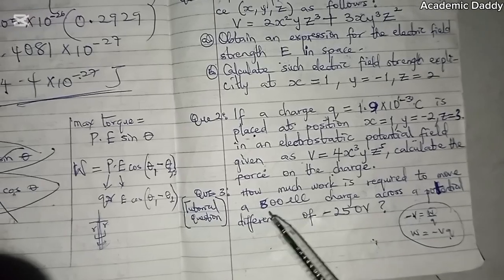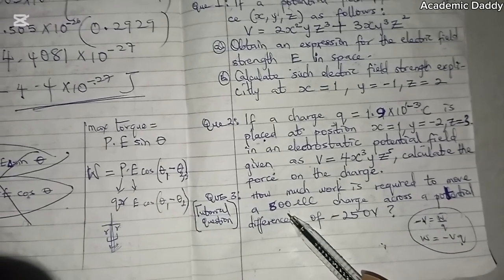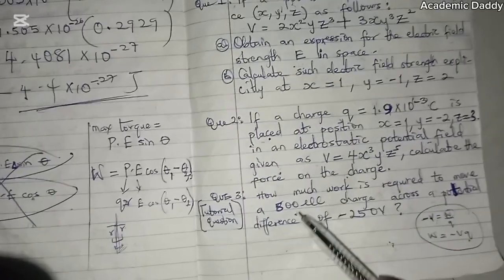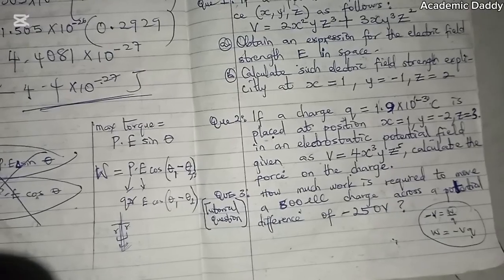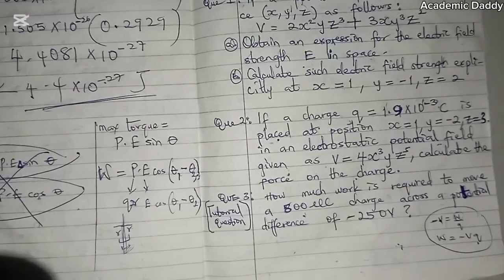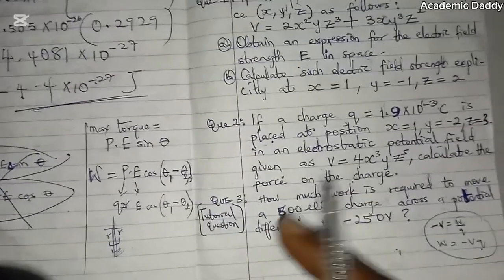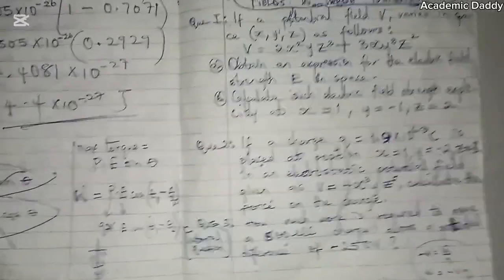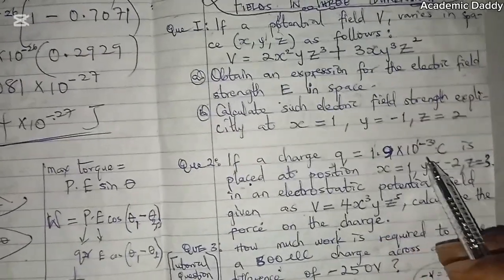So you convert microcoulomb to coulomb. 1 million microcoulomb is equal to 1 coulomb. So that means 10 raised to power minus 6. So you do it, then multiply. Why am I even telling you? Question 3 is your assignment and classwork. So let's solve question 2. Call it a day.